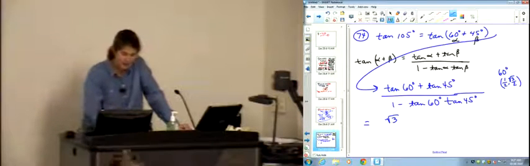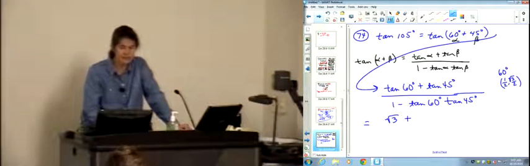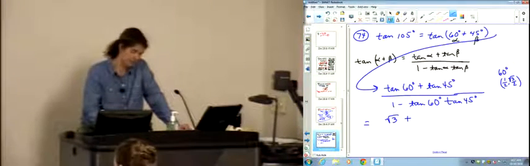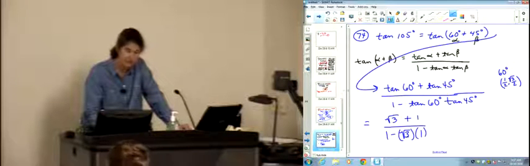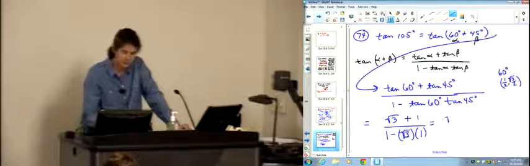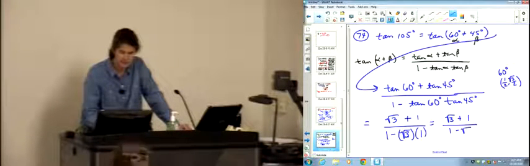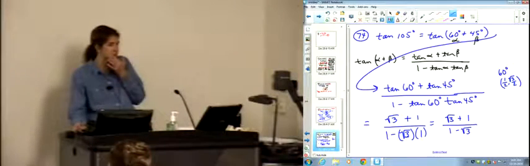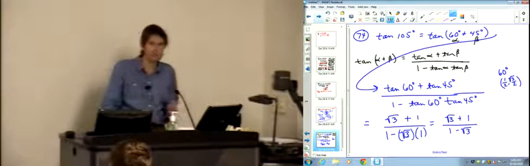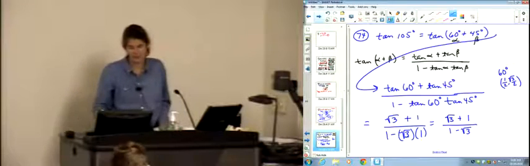1/2. Plus the tangent of 45 degrees, that's 1. Good. 1 minus, and again, the tangent of 60 degrees times the tangent of 45 degrees. So we've got square root of 3 plus 1 over 1 minus square root of 3. Okay. That's not rationalized, but if you get that, that's okay. That's good.